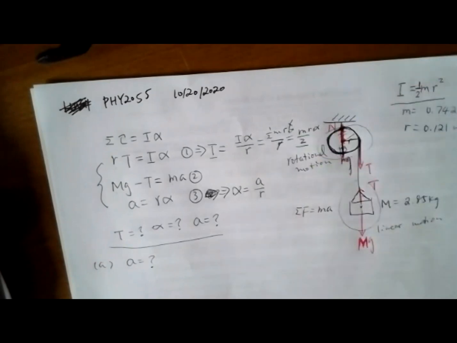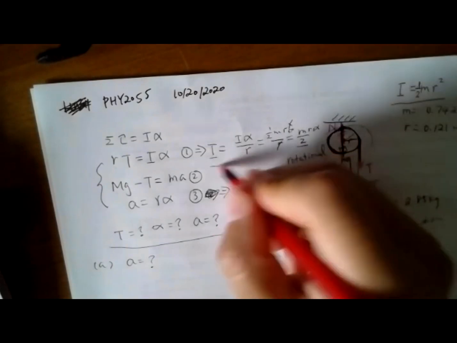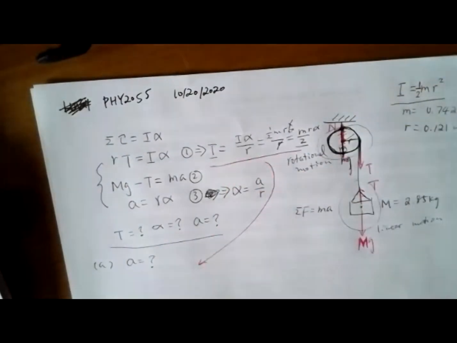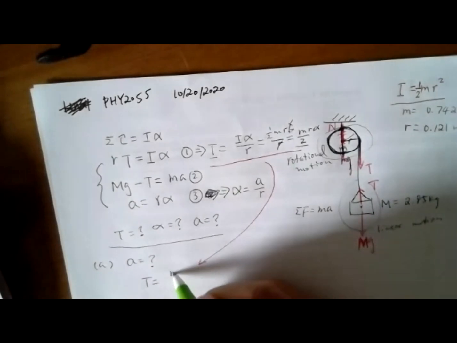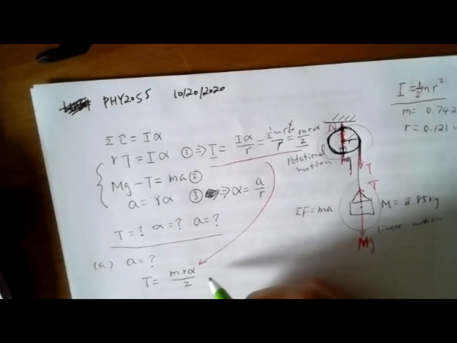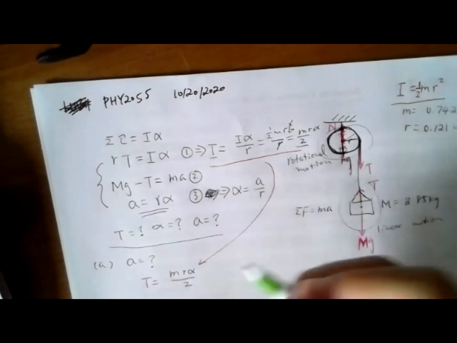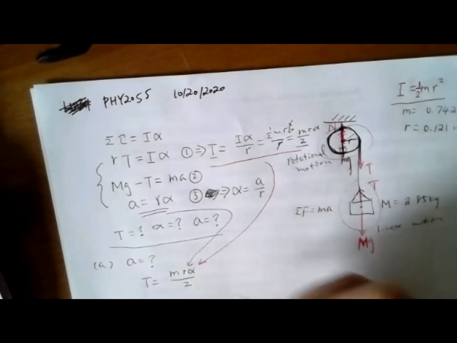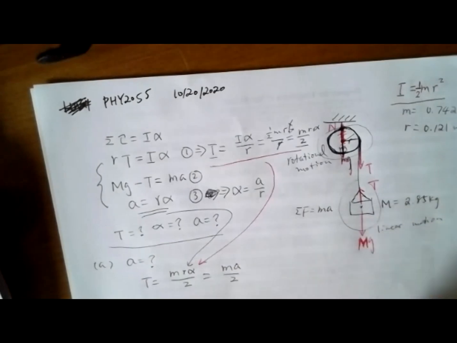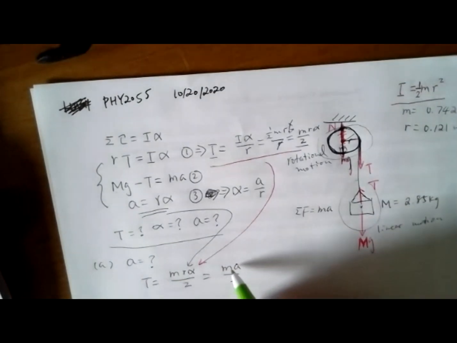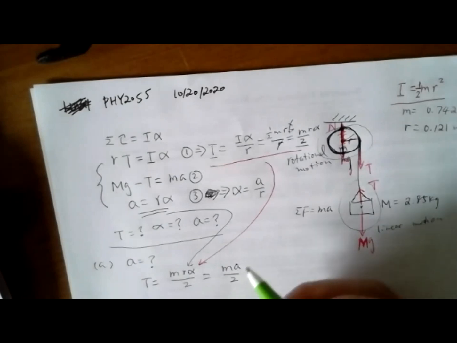So from here, there's no space up there, but let's move it down here. T is equal to m r alpha divided by 2. Now r times alpha actually is a, the oscillation, right, from there. So you can see the relation there. So then this is equal to MA over 2, basically. Okay, so tension is equal to MA over 2.